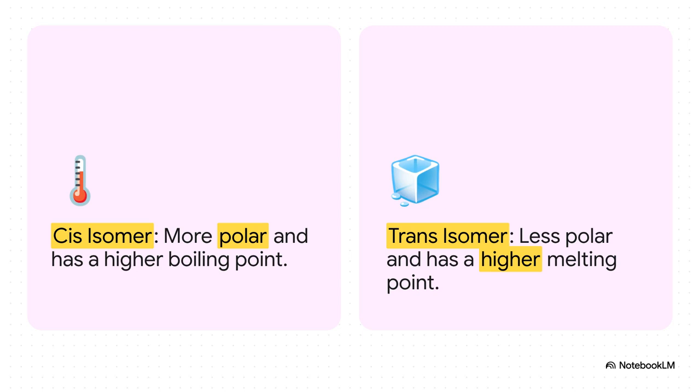And believe me, this difference in shape has real-world consequences. Take the cis isomer, where the main groups are stuck on the same side. That makes it more polar. It has a slight electrical imbalance, which gives it a higher boiling point. The trans isomer, on the other hand, is more balanced, less polar, and it actually has a higher melting point. It's a fantastic example of a core rule in chemistry. Shape is everything. You can have the exact same atoms, but just arrange them differently, and you get completely different properties.